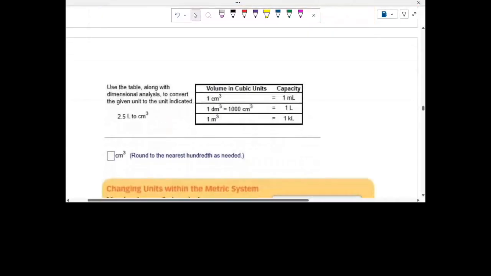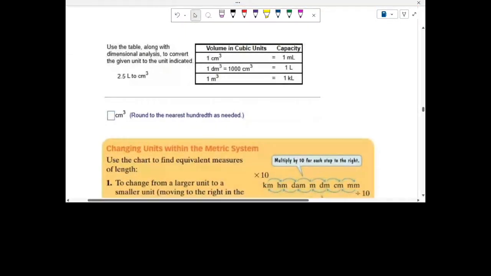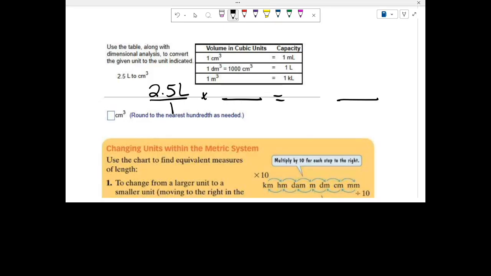So look, let's see if we can do another one. Let's scroll down here and take a look at this one. It says 2.5 liters to cubic centimeters. So look, y'all, I'm going to go like this: 2.5 liters over 1 times some fraction is going to be equal to my answer in cubic centimeters, okay?